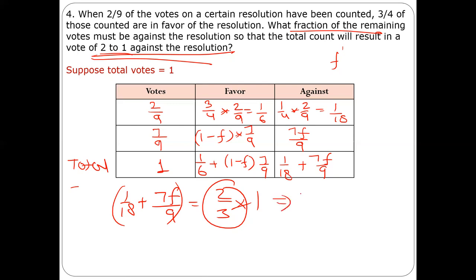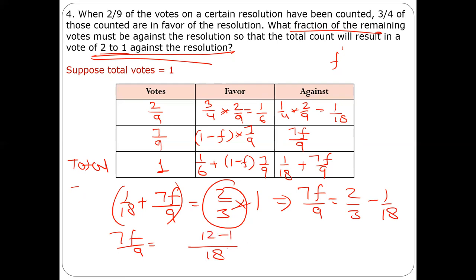So from this, what do we get? 7f by 9 is equal to 2 by 3 minus 1 by 18. So again, we obviously take LCM. So 3, 6, so 12 minus 1, right? So 7f by 9 is equal to 11 by 18, right? So this gets cancelled. So what is f? 11 by 14, which is the exact answer that we were getting earlier. But this is much quicker.